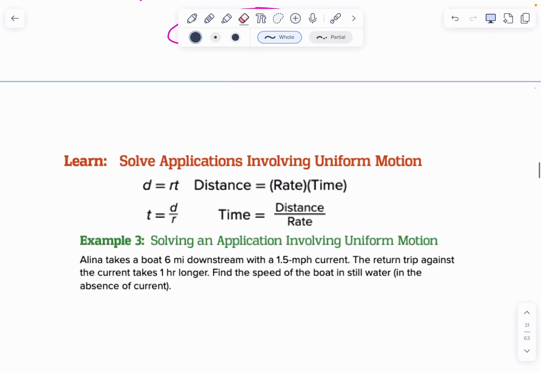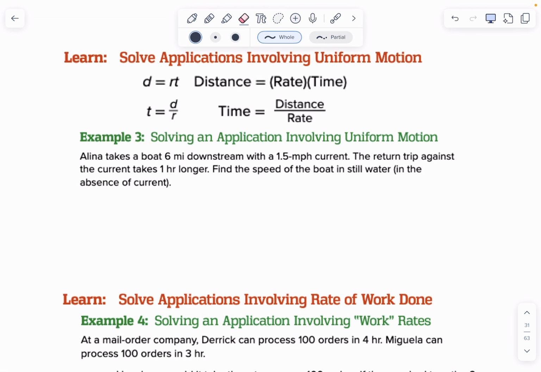That was example 2. Okay, now I've got to really be on my game here. I'm going to open up the book so I don't lead you astray, because some of these they set up kind of weird. So hold on just a second.